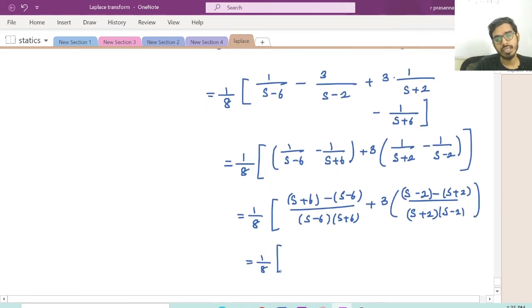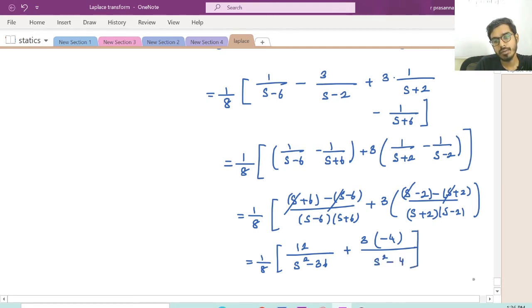So it will be equal to 1 by 8. Here s will get cancelled, so 6 plus 6 will be 12, divided by a plus b, a minus b, which will be s square minus 36, plus 3 times. Here we have s minus 2 minus s plus 2. So yes, s will get cancelled. Here we have minus 2 minus 2, so it will be minus 4, divided by again a plus b, a minus b, which will be s square minus 4.